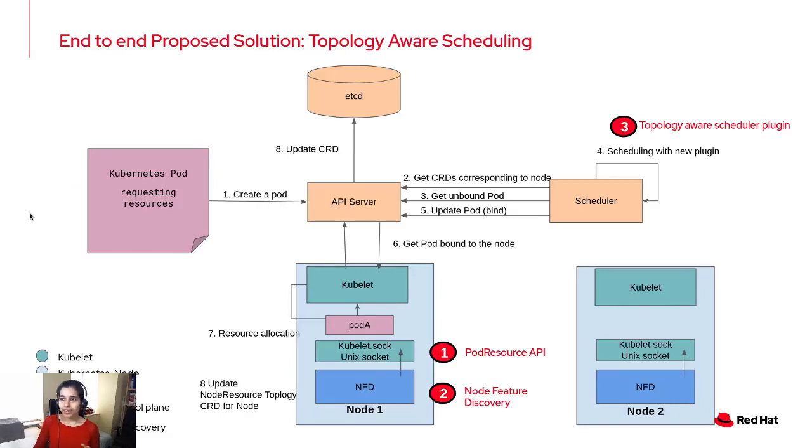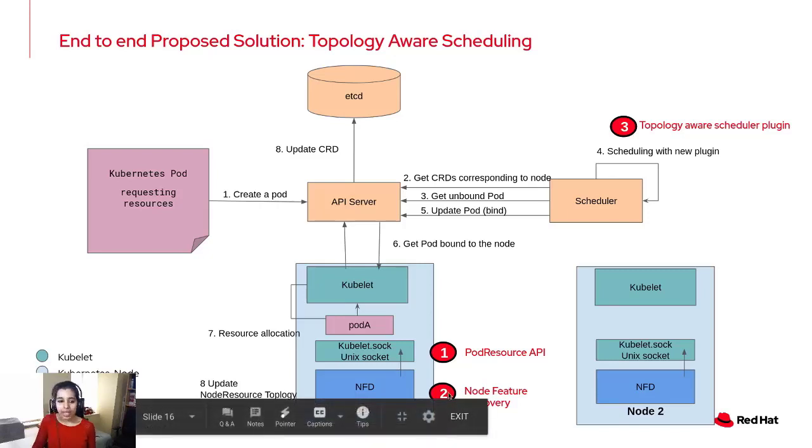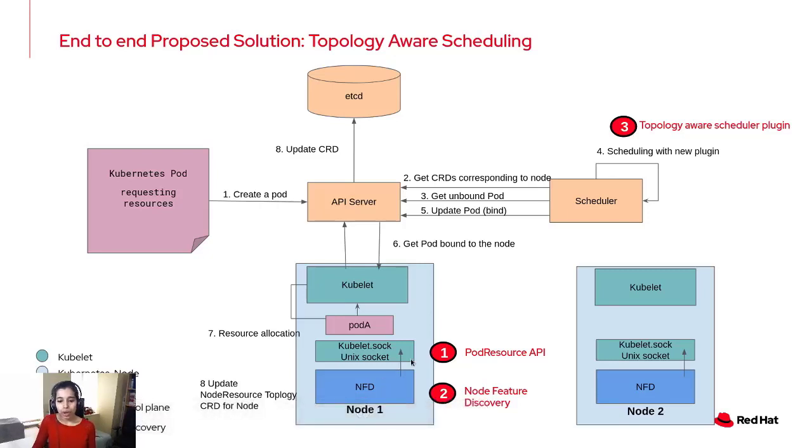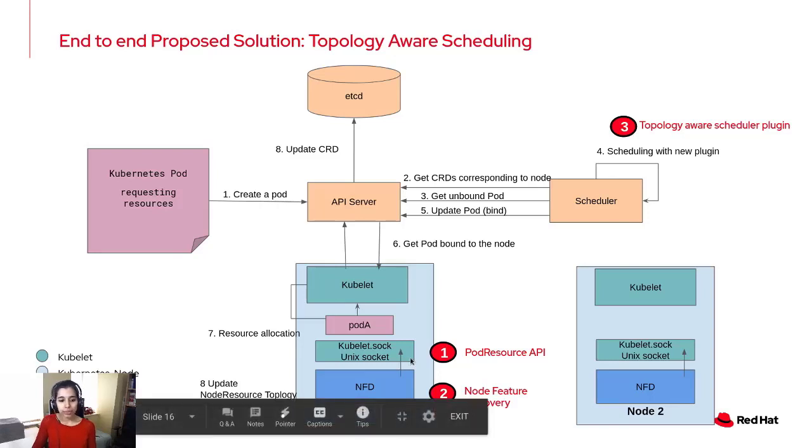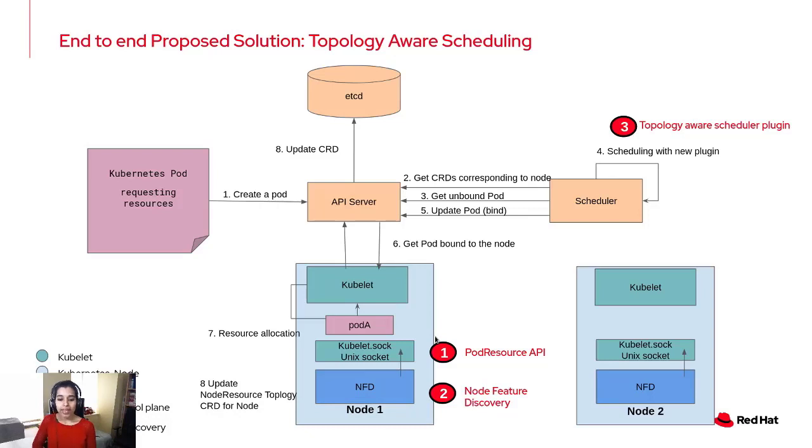So now again, moving back to the example that I showed previously, we have NFD, which uses the pod resource API to gather information of the allocatable resources and the NUMA nodes those allocated resources were from. And then once we determine that, we're able to expose a per NUMA allocatable resource as part of a CRD.